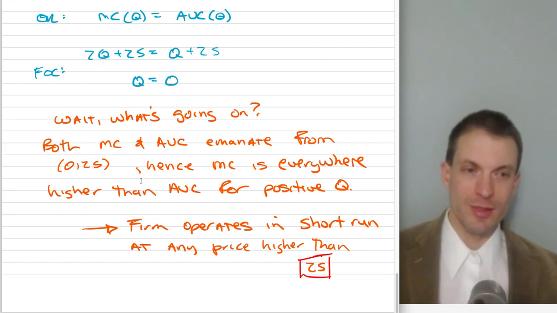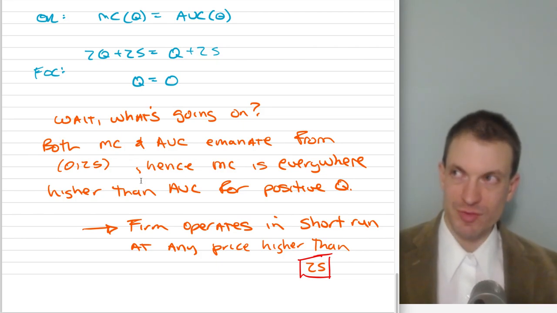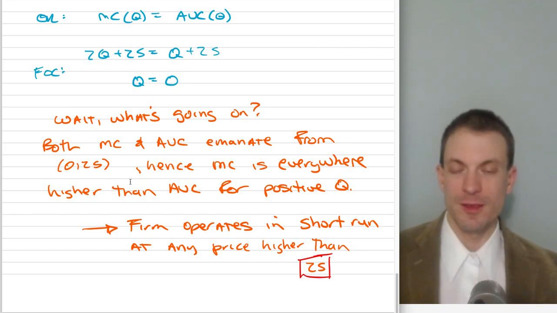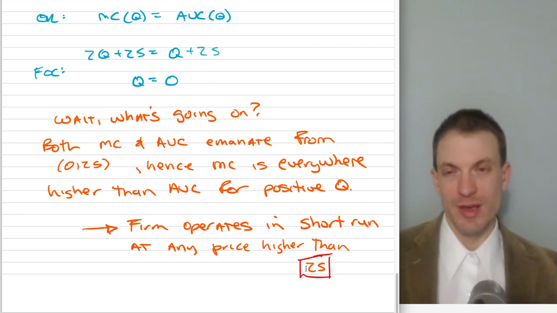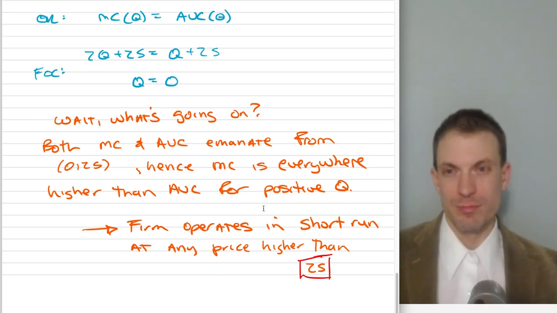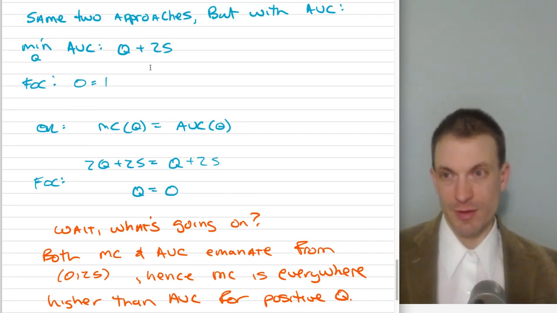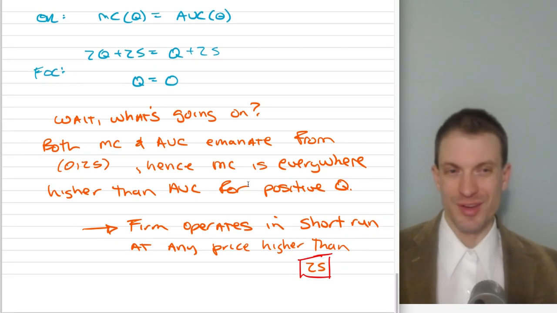We know that anyway: for linear marginal cost and linear average variable cost, marginal cost is everywhere going to be above average variable cost. So this firm is going to operate in the short run at any price higher than 25. 25 is going to be our shutdown price. For a price below 25, we will fail to be covering our variable costs. Okay, very good.